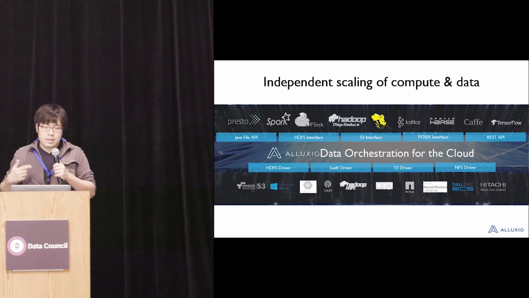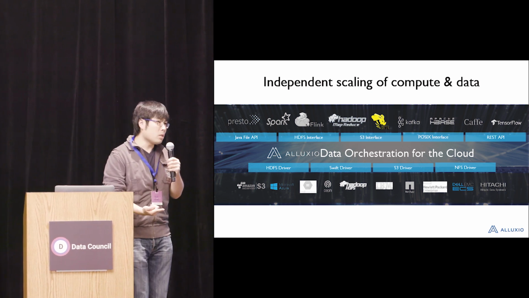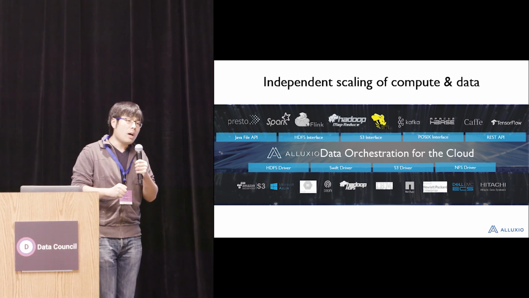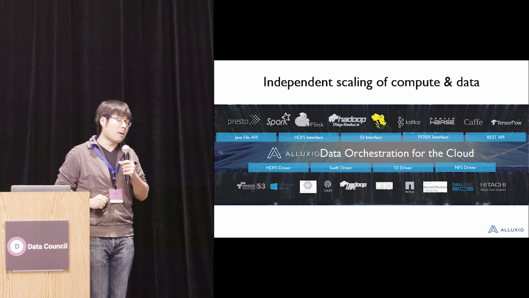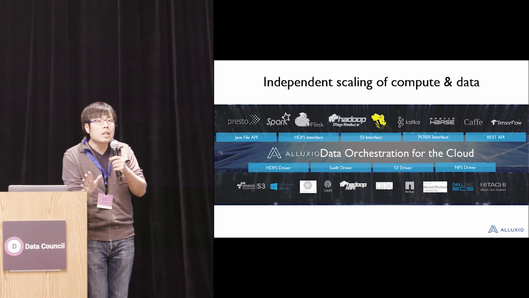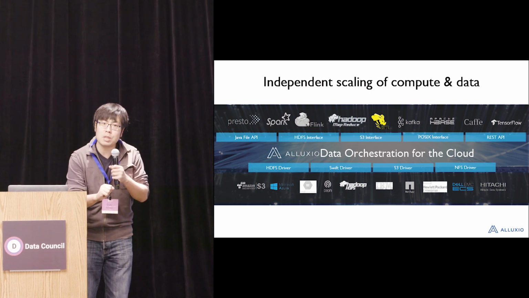So what this data orchestration layer is doing is to provide accessibility. Different applications can use different APIs or the same set of APIs to access the same set of data. And also elasticity. Nowadays people are making compute more and more elastic, but how can we make data as elastic as compute?